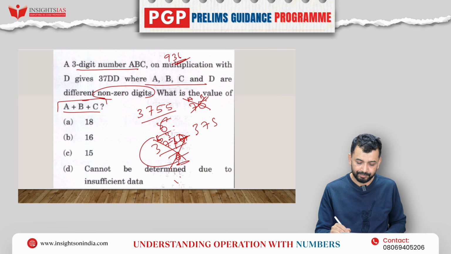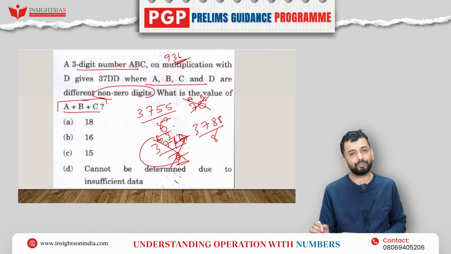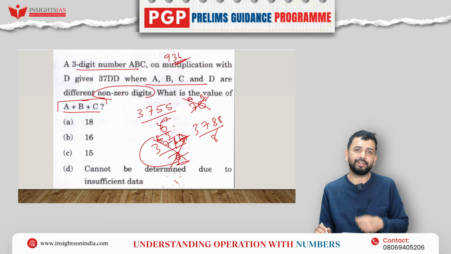Similarly, you can check 3788 by 8 also. Now again, if you know the divisibility rule for 8, the last 3 digits should be divisible by 8.